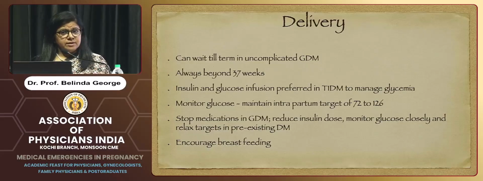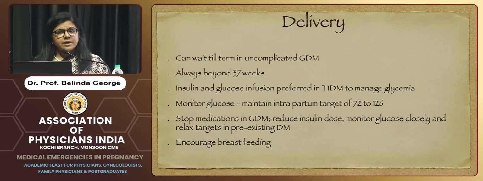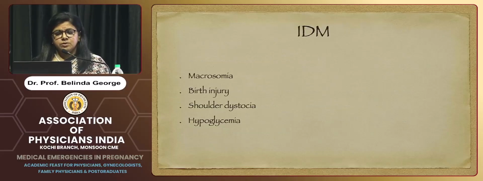If it is gestational diabetes, immediately after delivery, you can stop all medications, monitor blood glucose for the next 2 to 3 days, and decide whether any other intervention is needed or not. If it is pre-existing diabetes, cut down the insulin doses, because the requirement will be much, much lesser. Of course, encourage breastfeeding because it has positive outcomes in glycemic control as well.